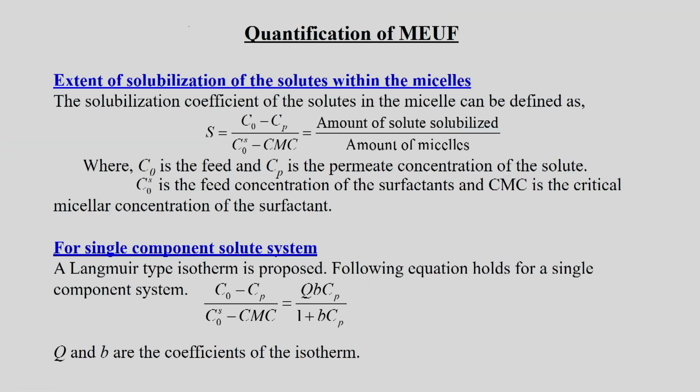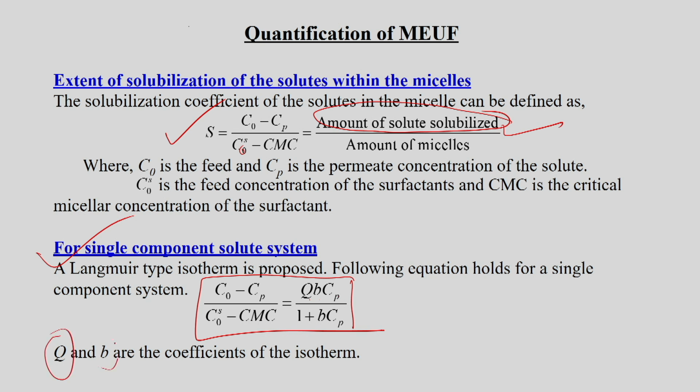Now, the quantification of MUF is done by the extent of solubilization S equal to C0 minus Cp by C0S minus CMC, which is nothing but the amount of solute solubilized by the amount of micelles. For a single component system, we have C0 minus Cp by C0S minus CMC equal to Q into B into Cp by 1 plus B into Cp, where Q and B are the coefficients of the isotherm, like this Langmuir isotherm.